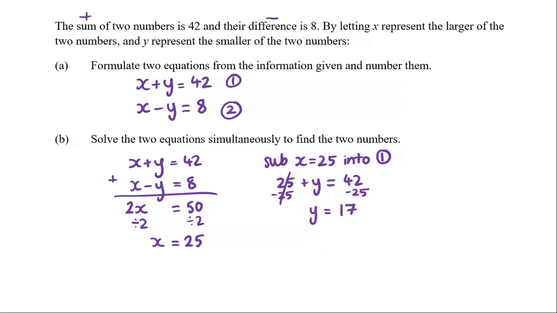We need to interpret that in terms of what the question was asking us. It asked us to find the two numbers. So our final solution, instead of writing as an ordered pair, we give a worded answer saying, therefore, the two numbers are 25 and 17. The larger number was 25, the smaller one was 17. When we do 25 plus 17, yep, we get 42. And 25 minus 17, yep, that gives us 8. So we can check that those two numbers are correct.